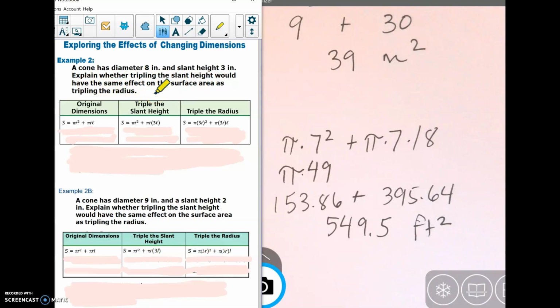Okay, so we're going to do the original dimensions, then we'll triple the slant height, then we'll go back to the original and just triple the radius and see if it has the same effect. Okay, so I'm going to stop this video, and then I will do a new video to do this example.